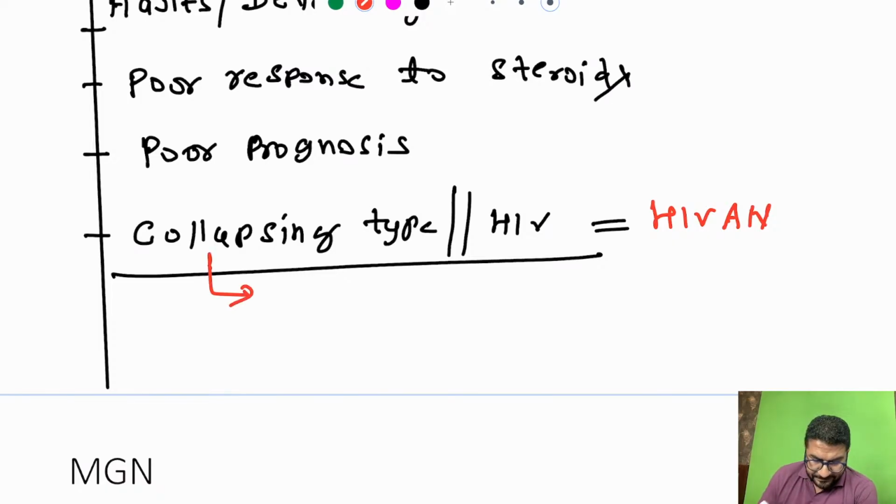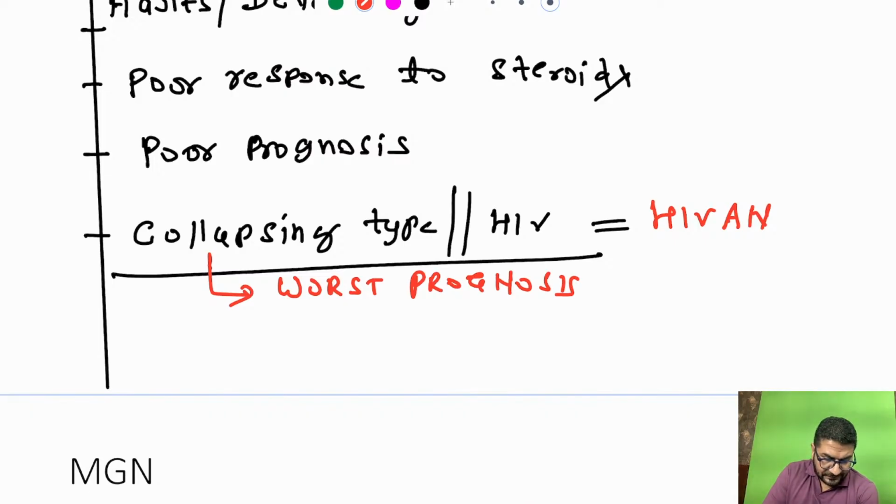This collapsing type is something which is seen in HIV, and this will have the worst prognosis. तो इसका prognosis सबसे खराब होगा. Am I clear? So collapsing type will have worst prognosis. Done?